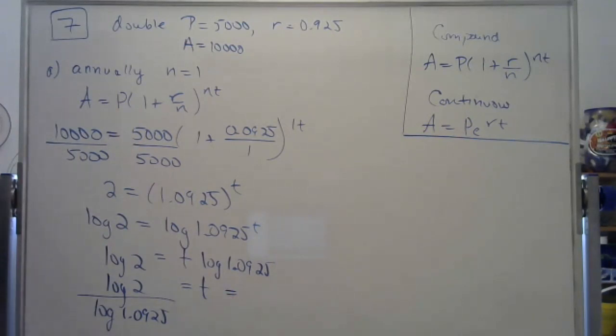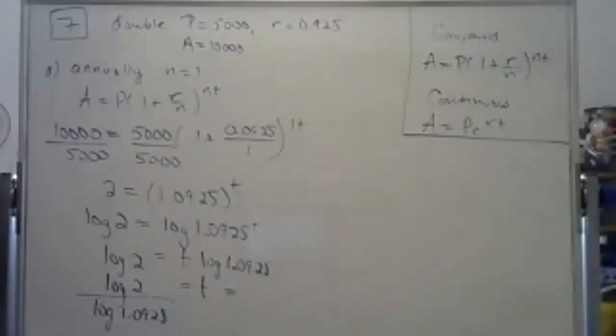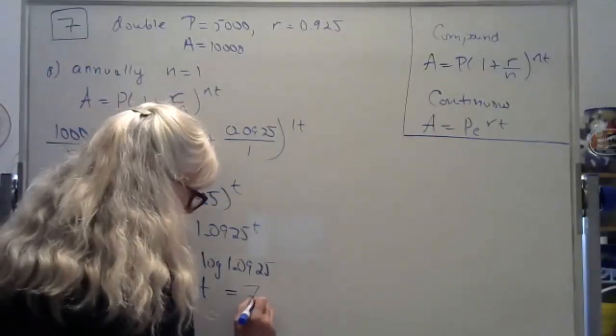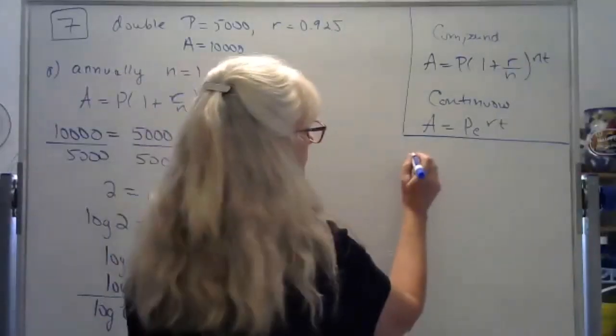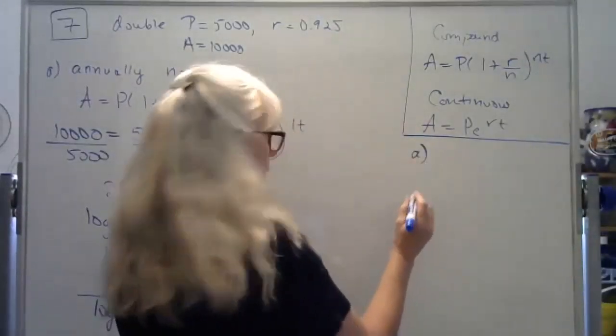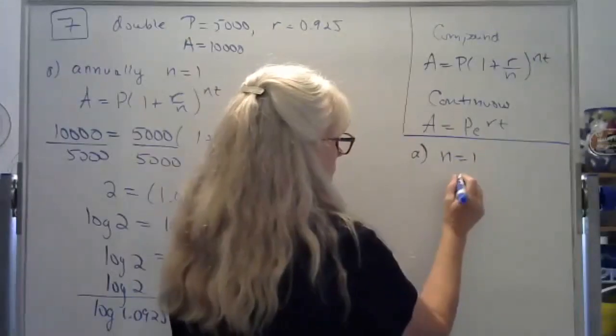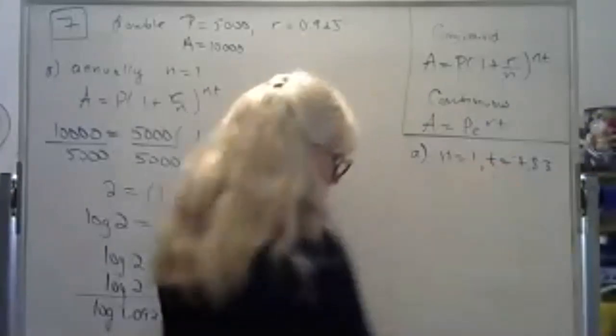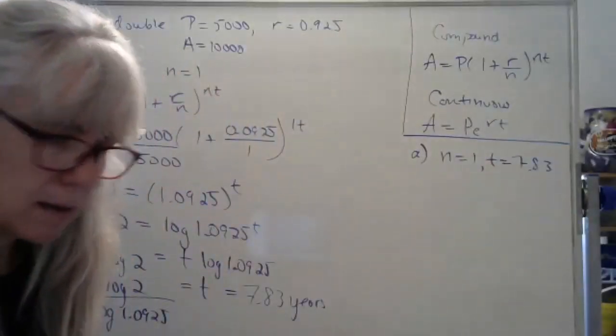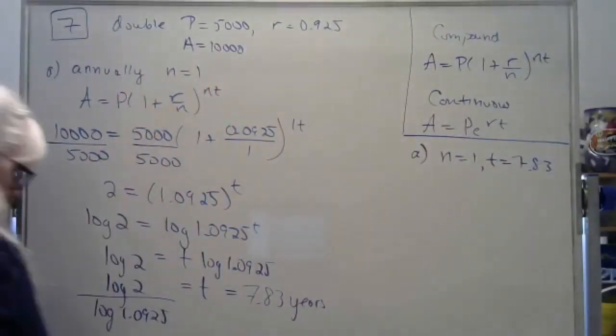Anybody? Is it 7.83? Because we're in money, that's going to be in years. And I actually want to keep track of these. So for part A, when n was equal to 1, it ended up being 7.83 years. Okay. So now we're going to do the same thing again, but we're going to change the compounding period.